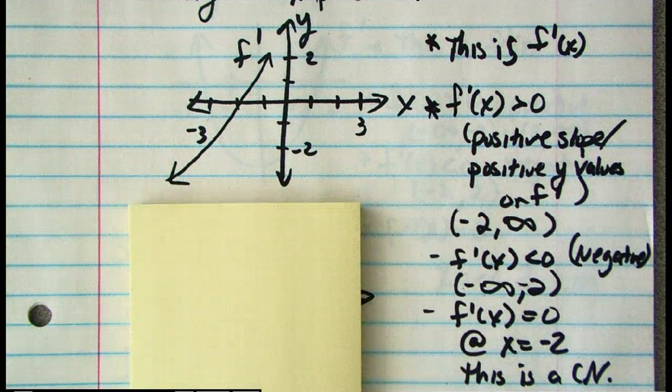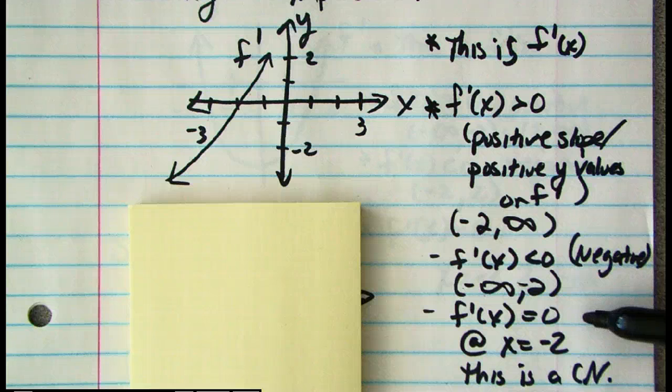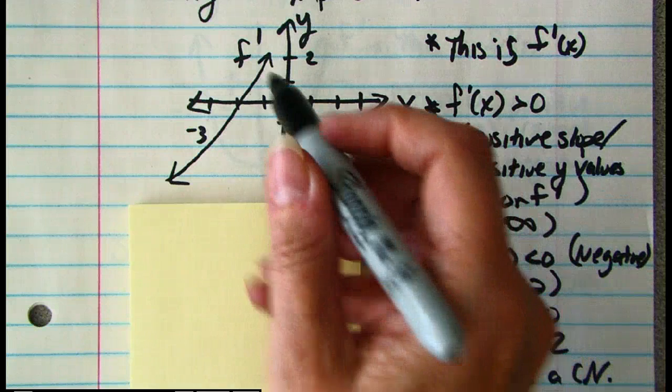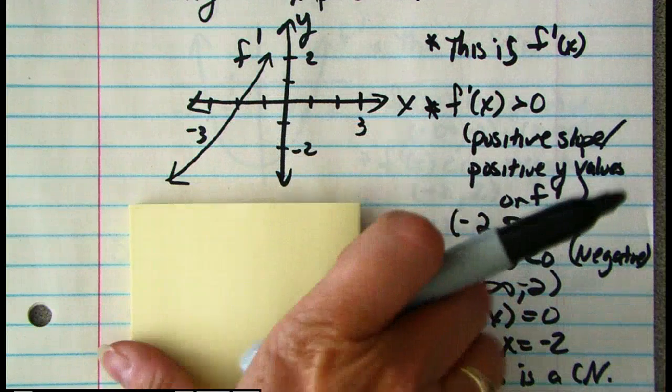What is this? This is a critical number, right? This is a critical number. So we learned in 3.1 how to find critical numbers, when the first derivative is set equal to 0, in other words, the slope is equal to 0. What's confusing is that this graph is of f prime, not of f.